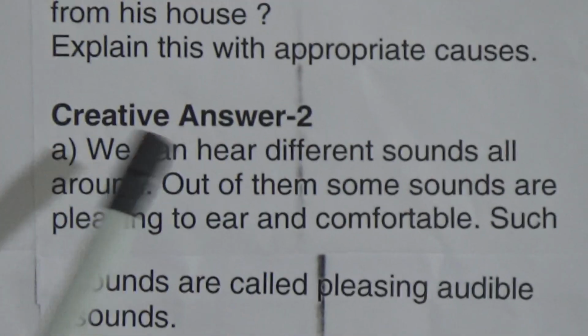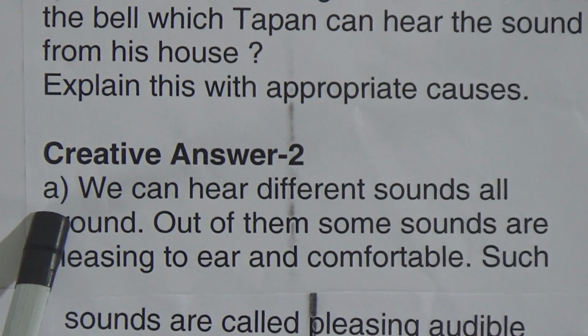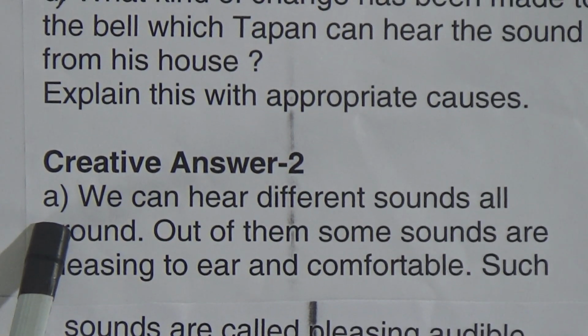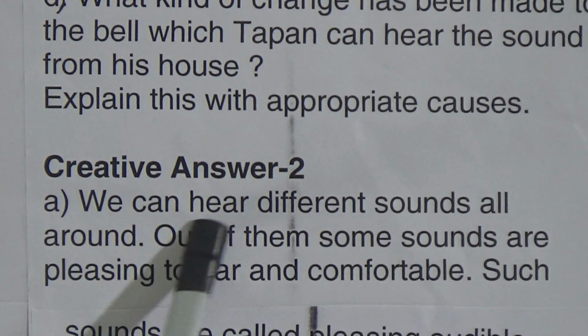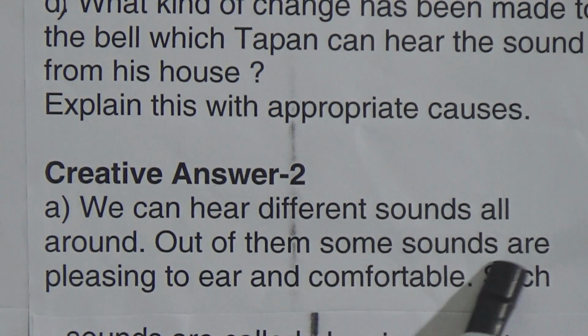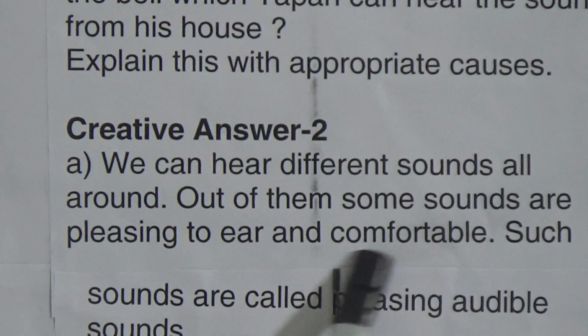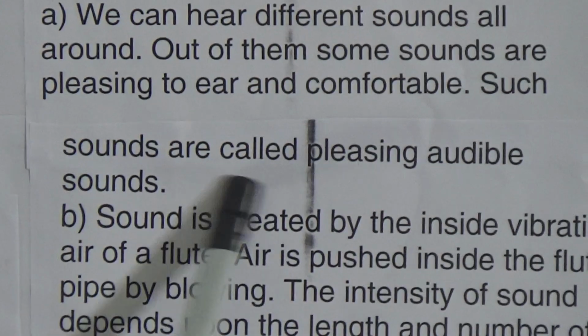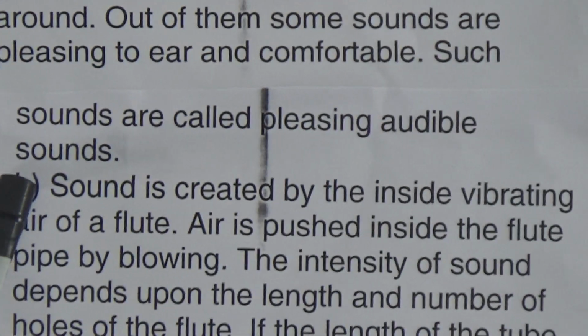Now the answer. Our A number question was, what is pleasing audible sound? The answer is, we can hear different sounds all around. Out of them, some sounds are pleasing to the ear and comfortable. Such sounds are called pleasing audible sounds.